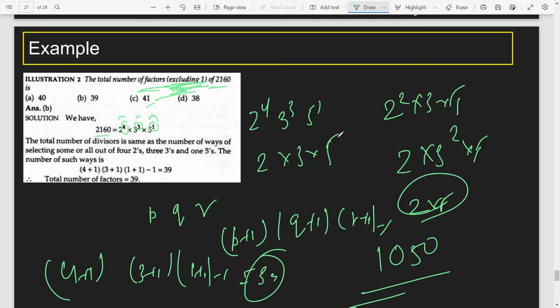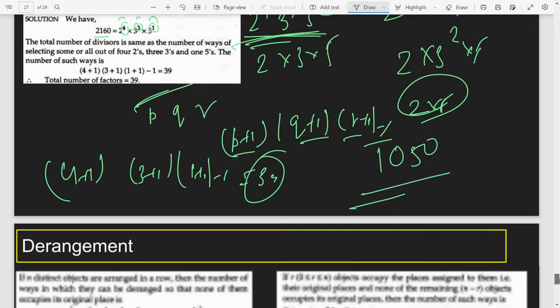Just do the same thing. Do the prime factorization, and whatever the powers are, just do (P plus 1)(Q plus 1)(R plus 1) minus 1. This is the particular formula. One of the most popular questions actually.